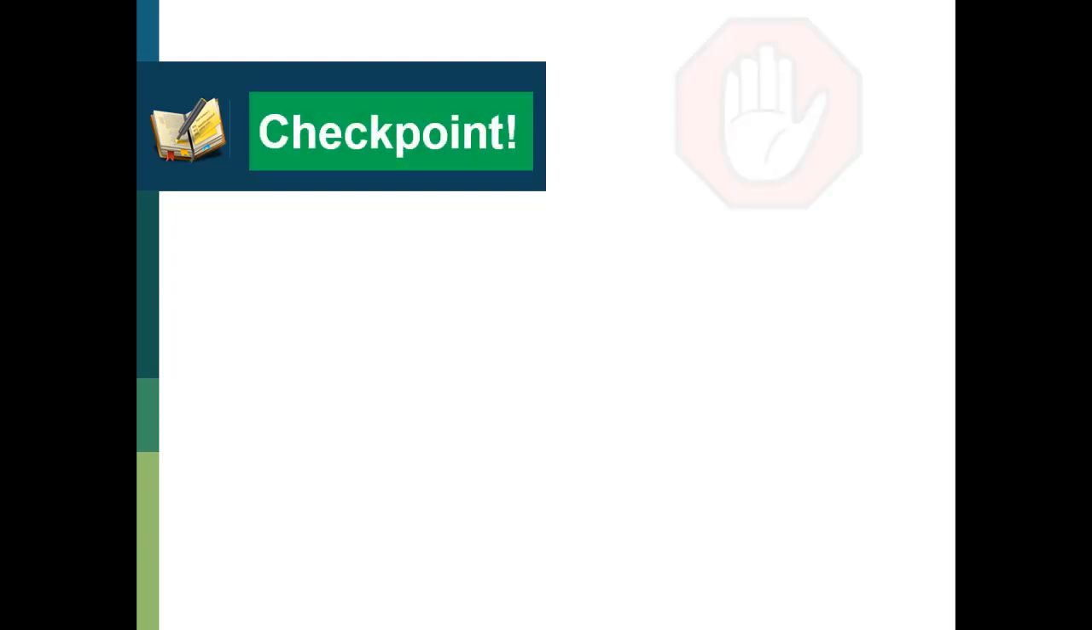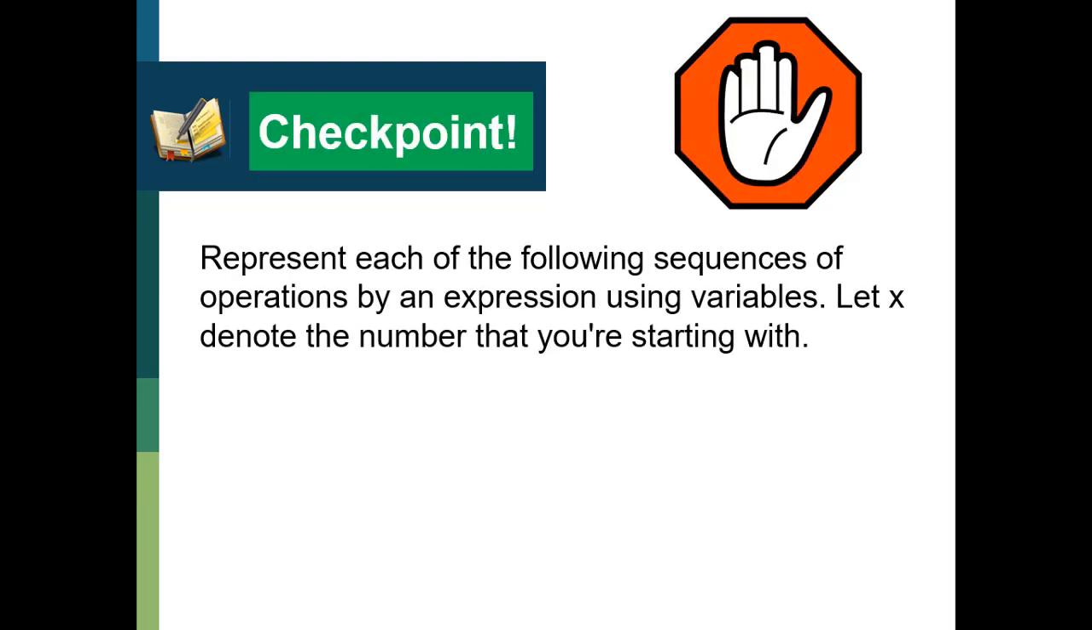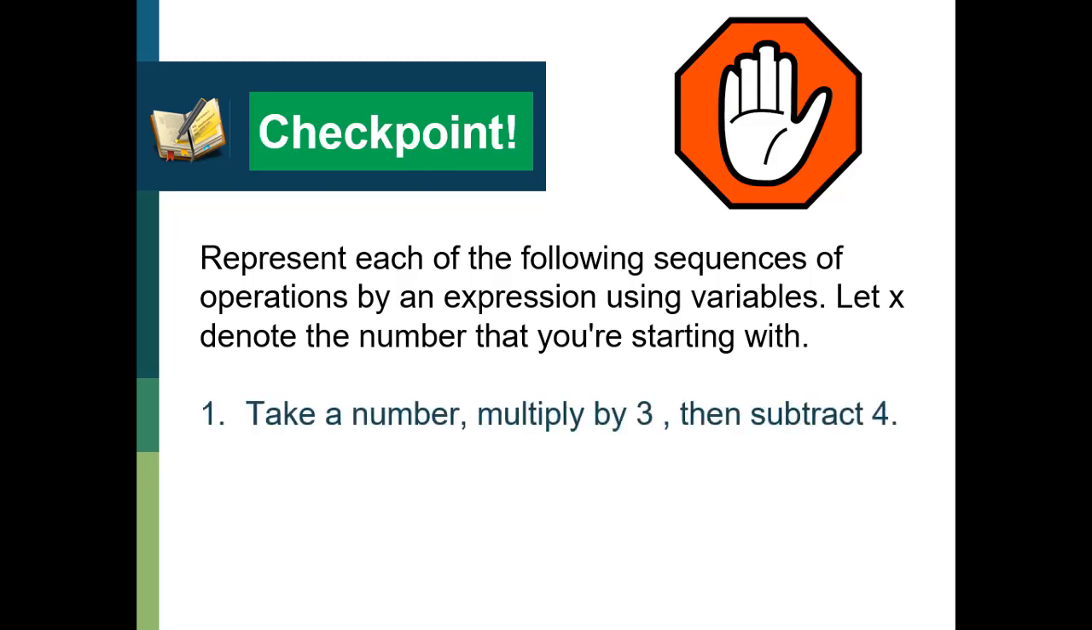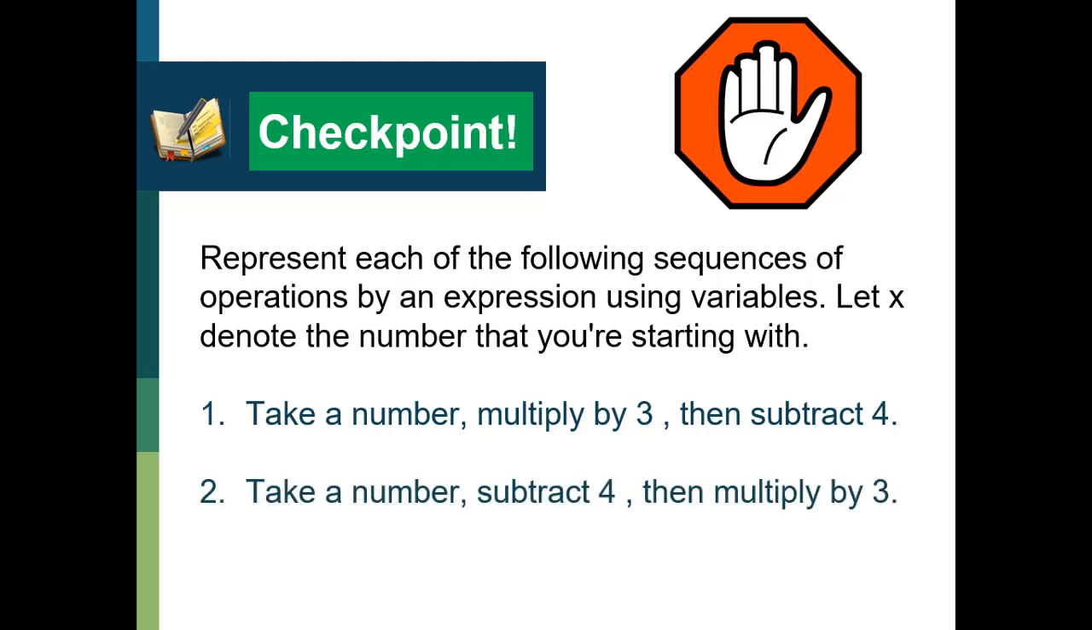Alright, so to check your understanding, please represent each of the following sequences of operations by an expression using variables. Let x denote the number that you're starting with. And here are the expressions. Take a number, multiply by 3, then subtract 4. The other one, take a number, subtract 4, then multiply by 3. It's just a modified statement of the first question. Okay, so you can pause the video again and think of a possible answer. Then you can play the video again for you to view the correct answer.